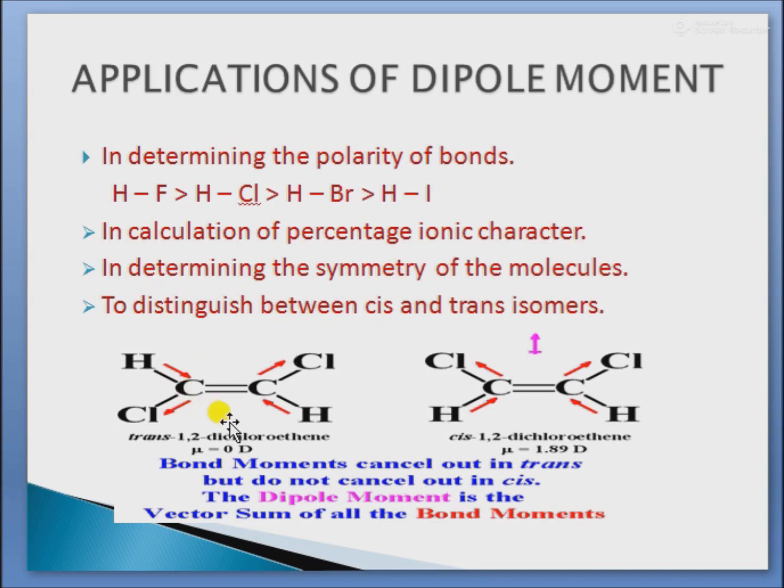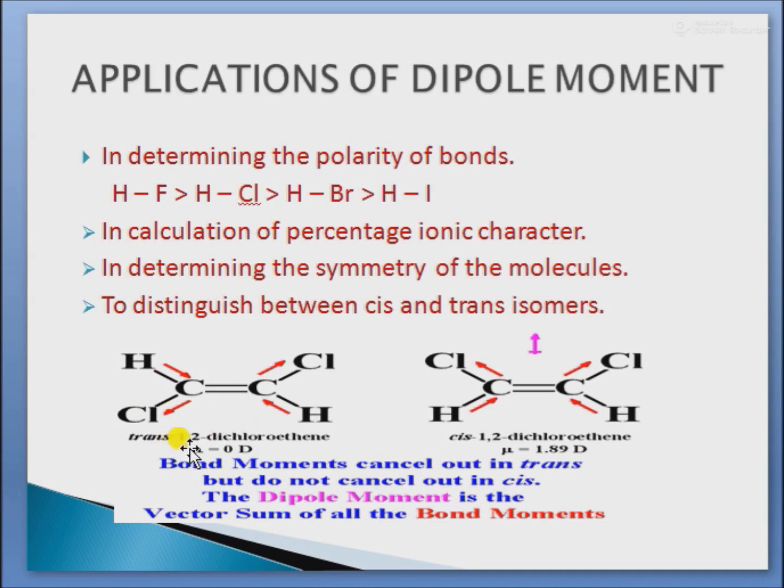Cis isomers are those in which the same atoms are attached to the same side of the carbon, like in case of 1,2-dichloroethylene, in which these are two carbons which are bonded with the double bond, and these are two chlorine atoms which are bonded to the same side of the carbon-carbon double bond, and this isomer is called cis isomer. And in case of trans isomer, when the chlorine atoms are opposite to each other across the carbon-carbon double bond, then this is called the trans isomer.